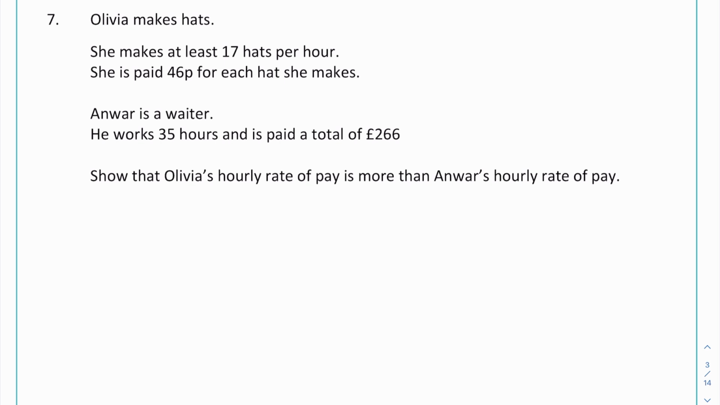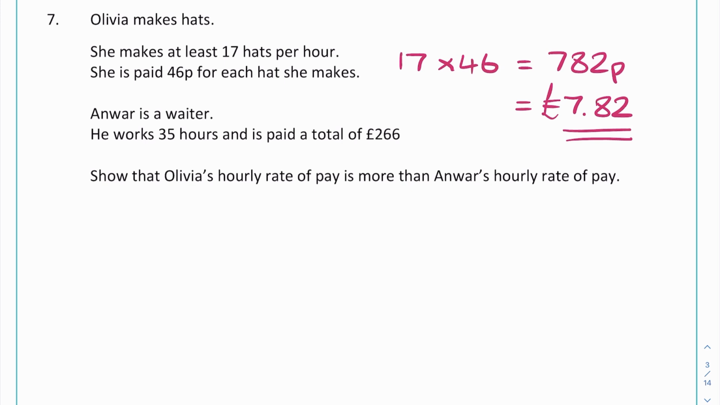So over the course of that hour, she will be paid 17 lots of 46p. So 17 multiplied by 46. Now this is a calculator paper, so I'm not going to do any column multiplication. I'm just going to type that into my calculator. 17 times 46 is 782 pence. I'm going to convert that into pounds as well, just in case our other one's in pounds. So if we divide that by 100, that is £7.82 per hour, and that's for Olivia.